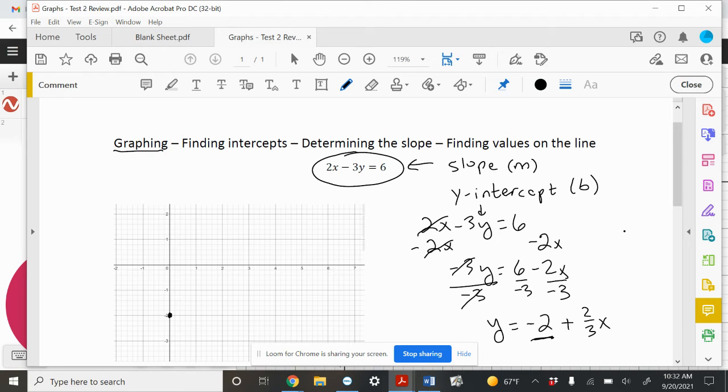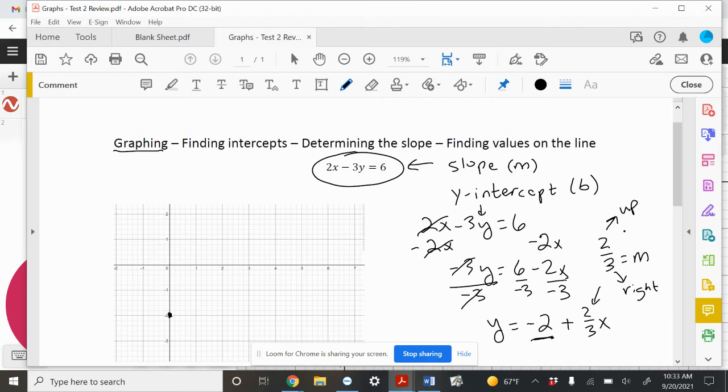So we're going to go over to the graph and we're going to plot that one. Remember that when I have 2/3 as my slope, this tells me that I go up 2, and this tells me I go right 3. Now, if this was a negative, then I would go down and right. And so make sure that you know that when you're looking at these problems, there will be a problem that's going to be very similar to these on here.